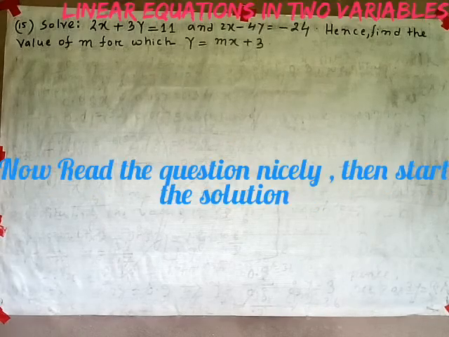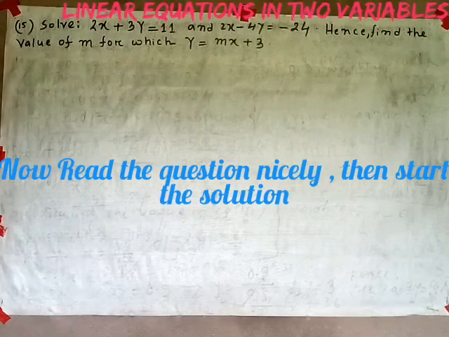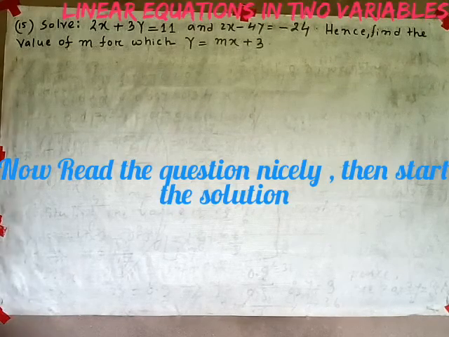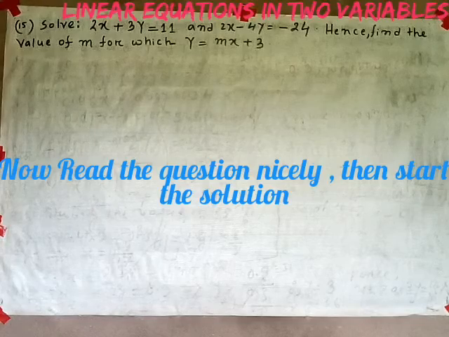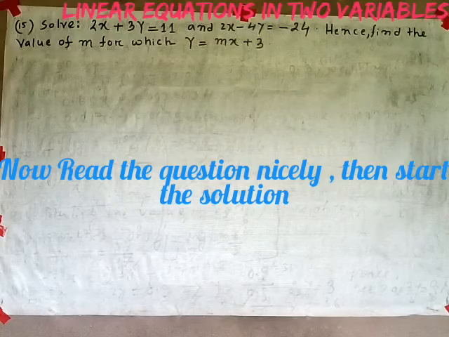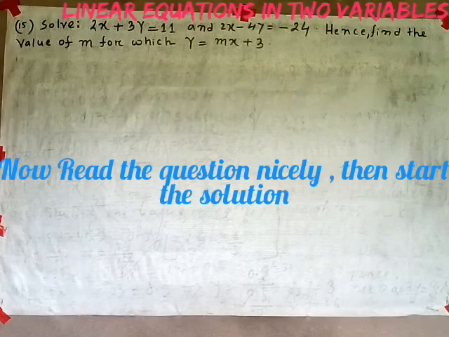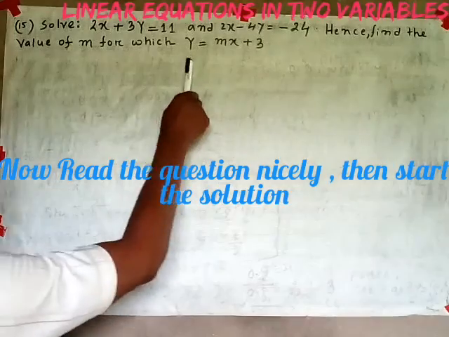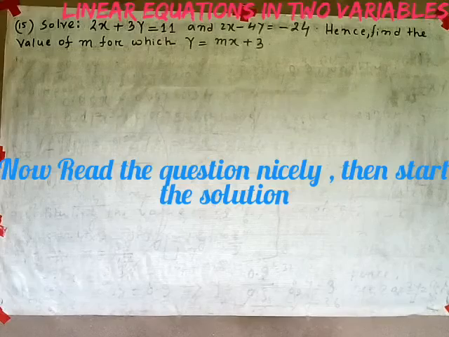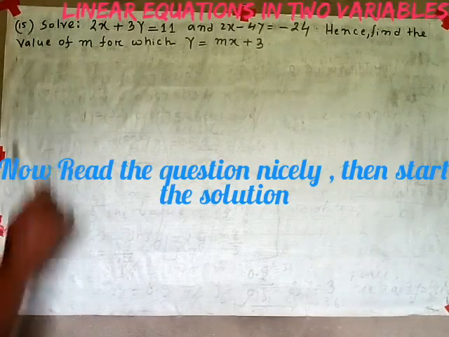Today we are going to solve this question: 2x plus 3y equal to 11 and 2x minus 4y equal to minus 24. Hence, find the value of m for which y equal to mx plus 3. They have given one expression which is y equal to mx plus 3. From this expression we have to find the m value.